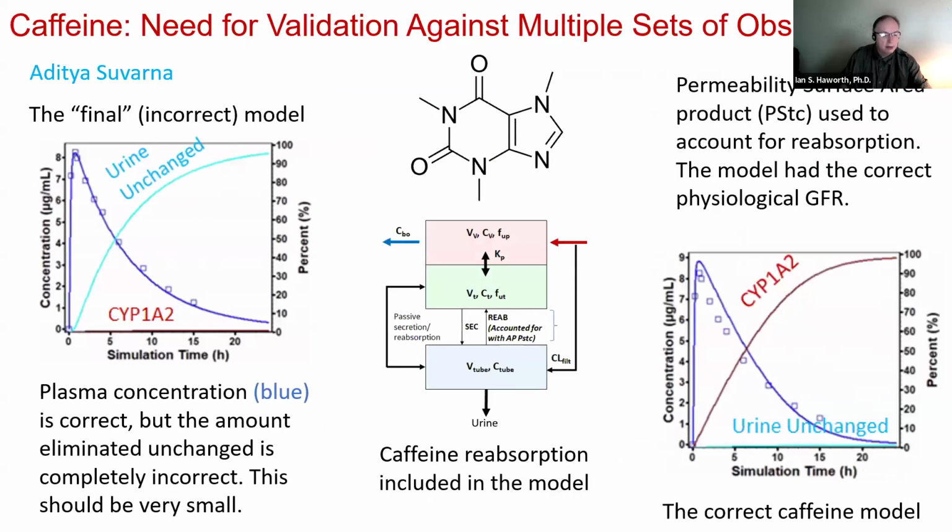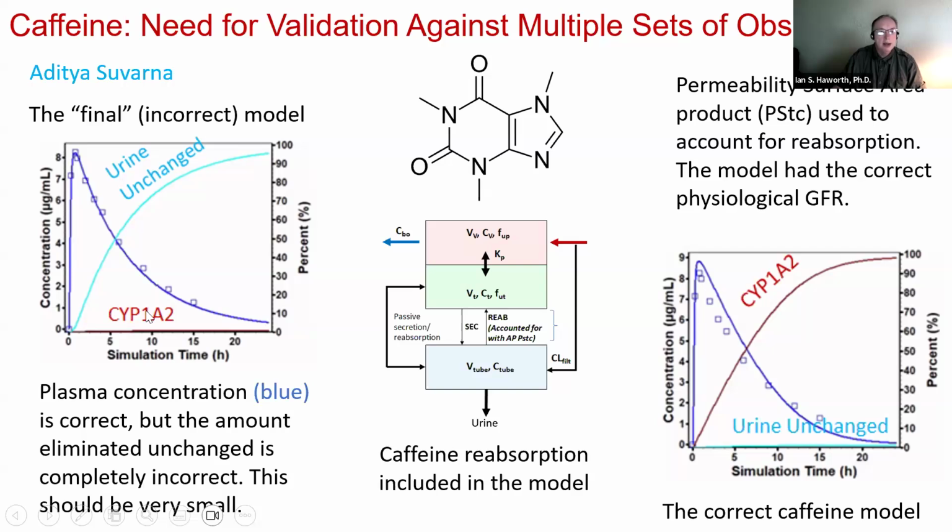Last slide here, last example, just again, a kind of cautionary word. Another student in my lab, Aditya Savannah, who's done some great work, amongst other things, built a caffeine model. So here's caffeine, and you think, well, how can that be complicated? And it didn't seem like it was. His model's beautiful. It took him a very short amount of time to do this. The plasma concentration time curve in dark blue here is perfect.